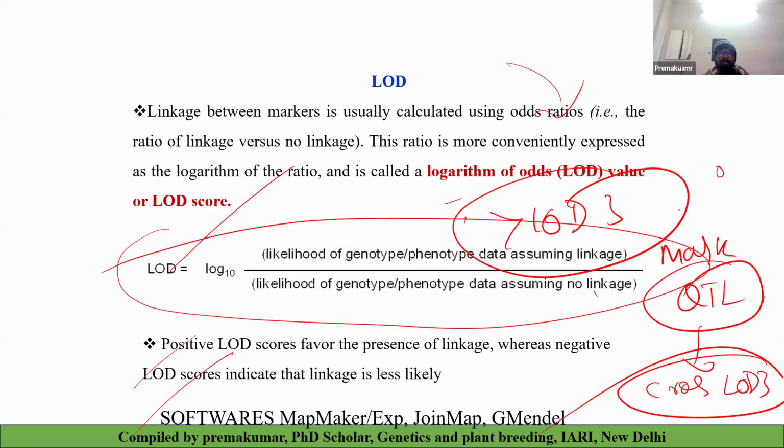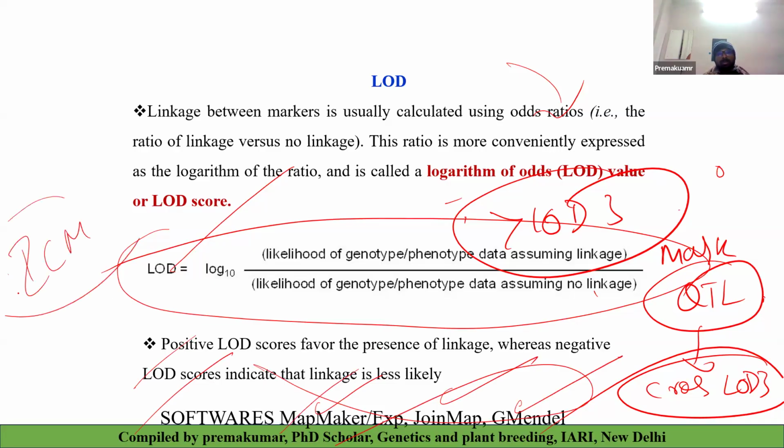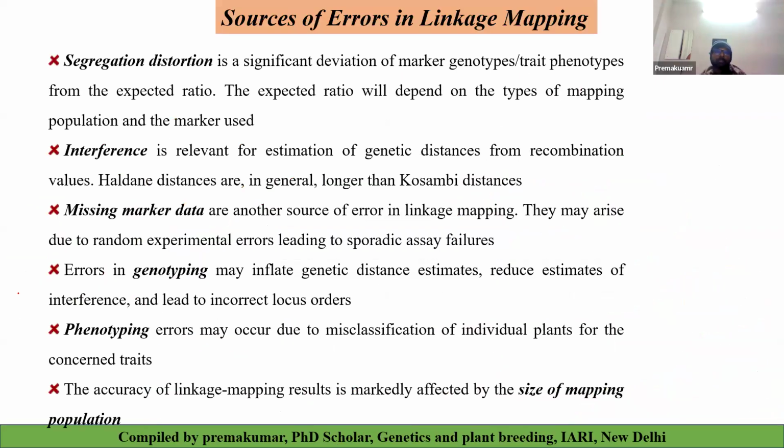There are softwares like MapMaker, JoinMap, and GMendel. There are different software, but nobody is using them, except MapMaker. But now ICIMapping is a very good software. We'll show how to use it in coming classes.